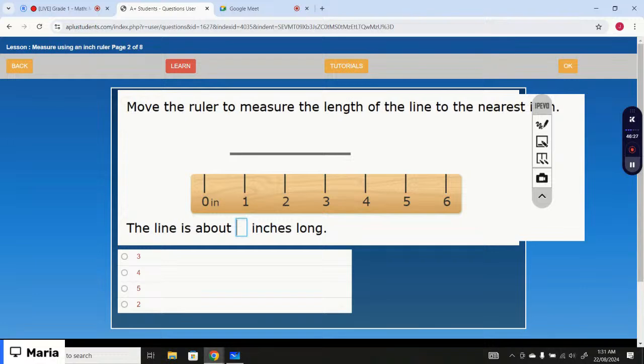The line is again 3 inches long. The correct option is 3. Option number 1 is the correct option. That is 3 inches long.